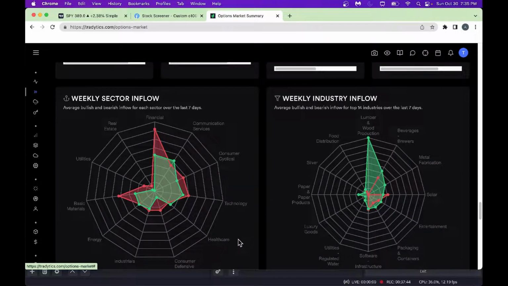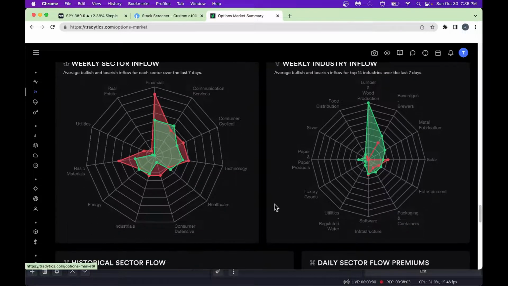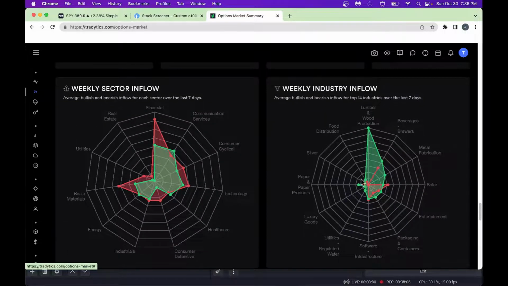You could look at weekly inflow here. Look, financials are getting nice inflow here, nice average premium. And you could get some good idea where the relative premiums are on a weekly perspective. Look, we got lowest premium right here in real estate, highest premium right here in financial. And you could look at the weekly industry, what industries are getting a nice inflow. Looks like lumber, wood production is taking a lot of positive inflow here. That tells you this sector is becoming stronger.